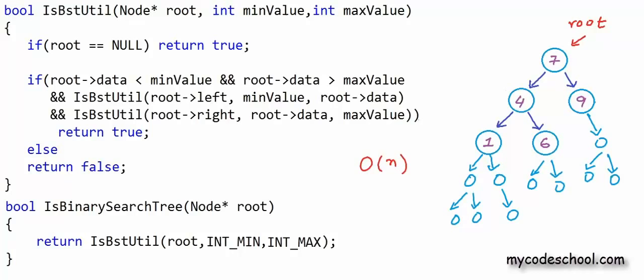One more thing, in this code I have not handled the case that binary search tree can have duplicates. I'm saying that elements in left subtree must be strictly lesser and elements in right subtree must be strictly greater. I'll leave it for you to see how you will allow duplicates.